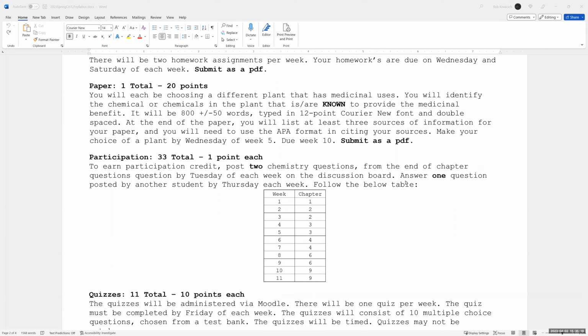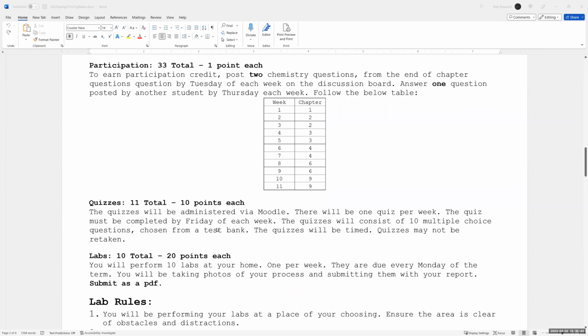Participation, so that'll be forums, and you're going to be posting 2 questions from the end of the chapter. And then I've got the chapters associated with the week. So week 1, chapter 1, week 2, chapter 2, week 3, chapter 2. So make sure that you're looking at the weeks and not posting from chapters that we're not actually concentrating on that particular week. And you can totally work ahead. You can knock all this out as fast as you like.